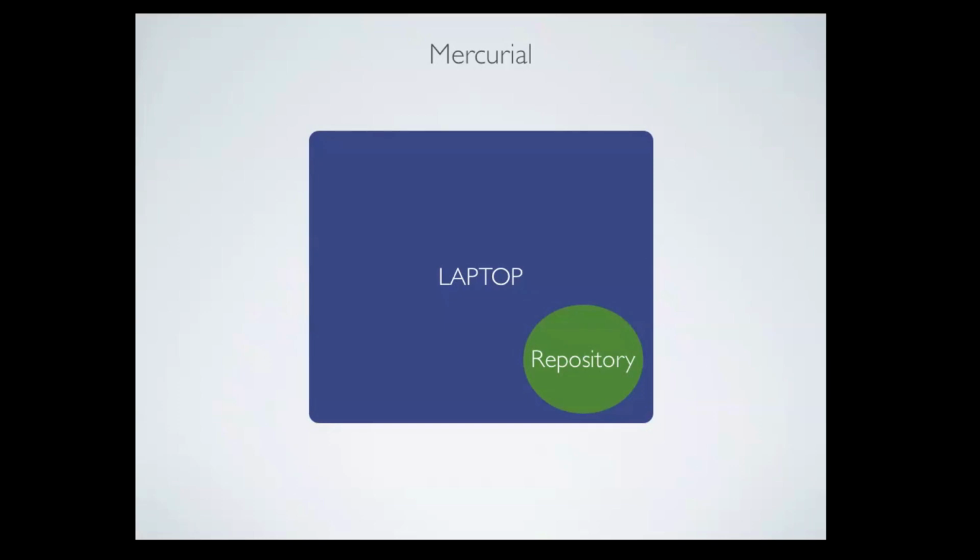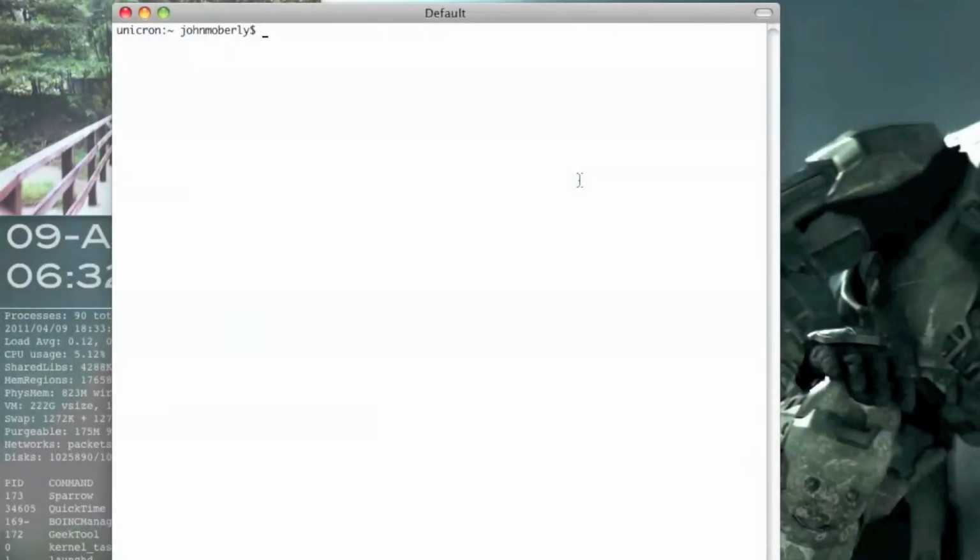So why don't we take a look at how quick and easy it is to set up a new repository and make a few changes to it. Once you have Mercurial installed on your system, you can access it through the command line or through one of the many GUI tools that are out there. I prefer the command line. It's more universal and it doesn't have really anything to get in your way.